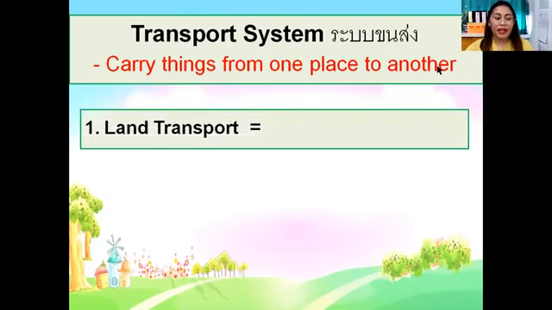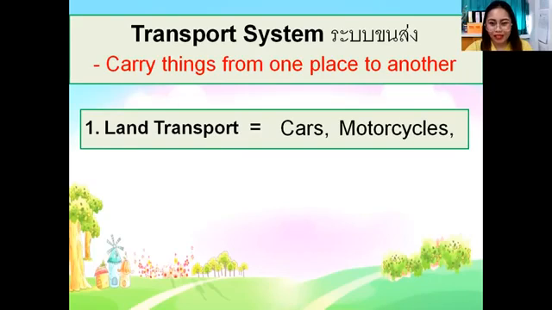Examples, land transport. Land transport, we have cars and motorcycles. Do you know Food Panda and Grab Food? They carry your food from the restaurant to your house. So that is an example of land transport system.